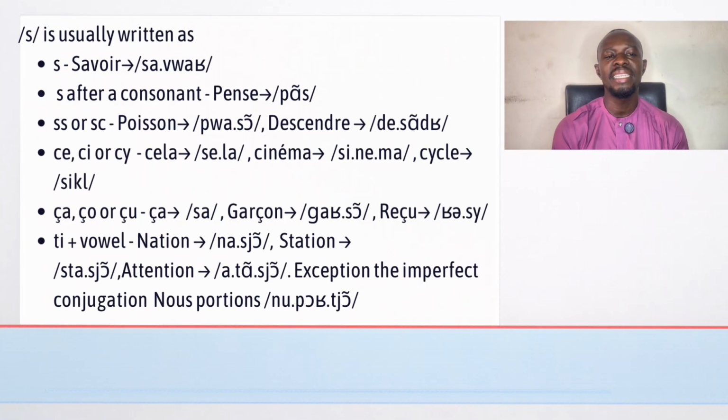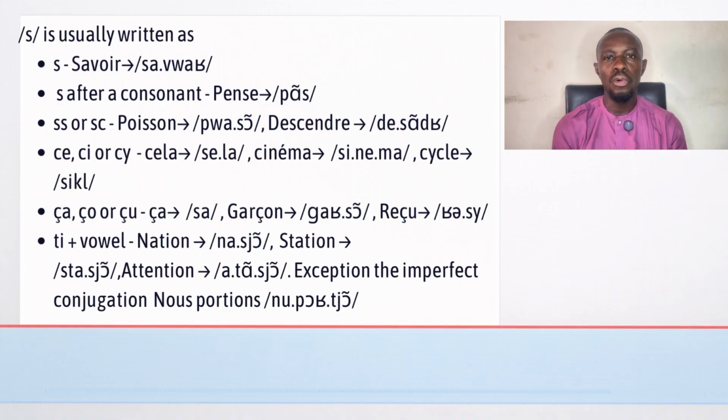So we have S. S is usually written as follows. Anywhere you see the letter S beginning a word, you pronounce it as S. Now you can find it in a word like savoir. Then you can find it in words where S is coming after a consonant. For instance, we have pense. So you can see the S is pronounced in pense.